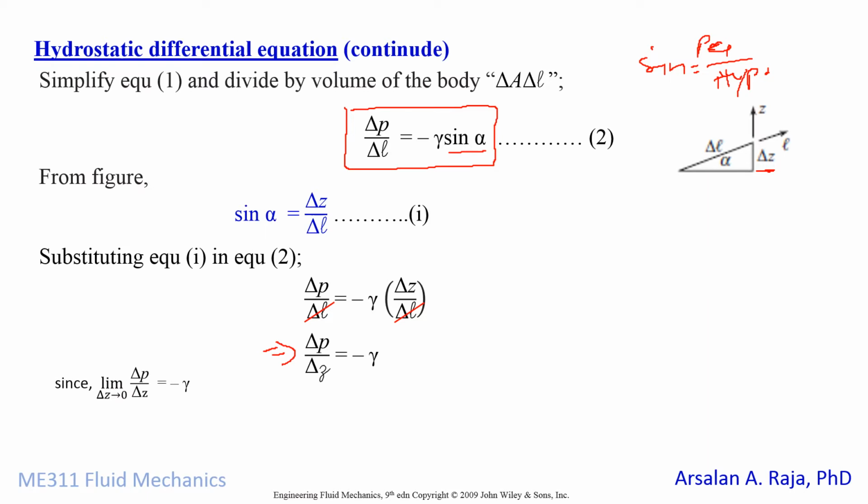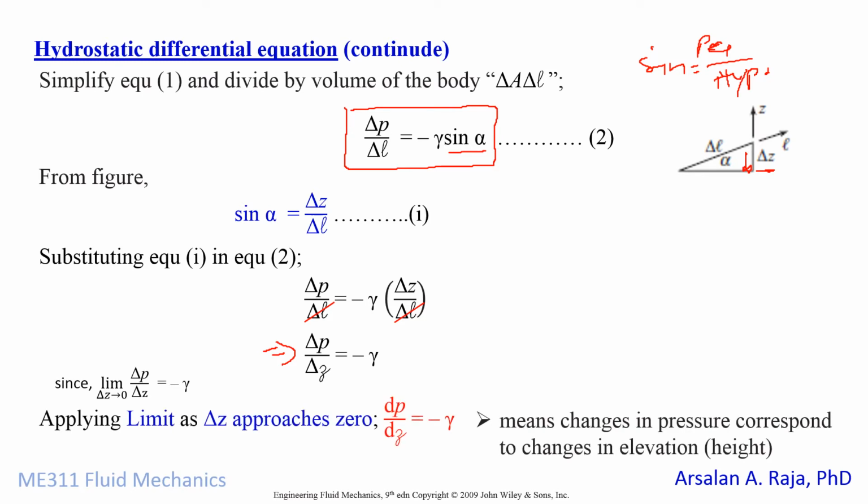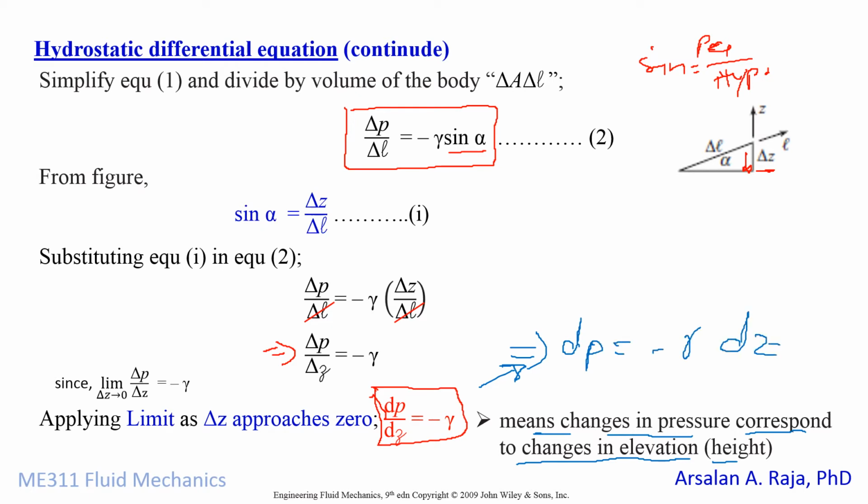Applying the limit as delta Z approaches 0, we will get a differential form of the equation which is written in this form. It means changes in the pressure correspond to the changes in elevation. Because if you write this equation as dP is equal to minus gamma dz, right? This negative sign indicates that as the elevation decreases, the pressure will increase. So as the depth will increase, the pressure will increase.